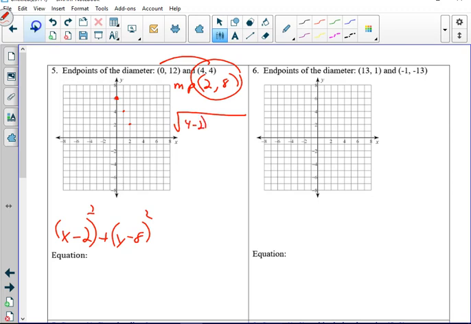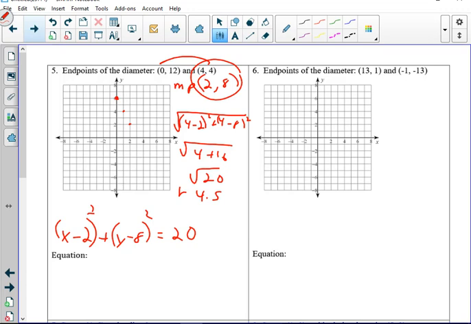So 4 minus 2 squared plus 4 minus 8 squared. 4 minus 2 is 2, squared is 4. 4 minus 8 is negative 4, squared is 16. That's the square root of 20, which is approximately 4.5. So the radius is 4.5, and 4.5 squared is 20.